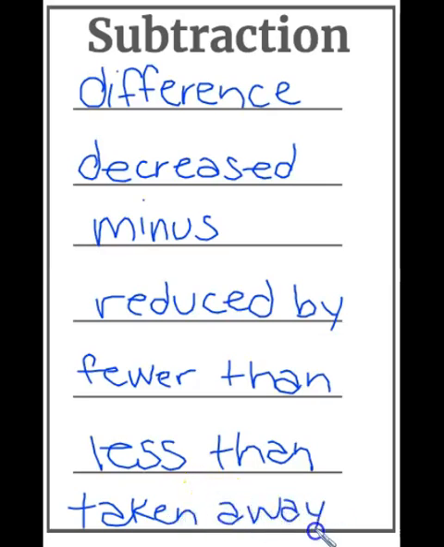So 5 taken away from 12 would be 7. Okay, now on to division. Remember a minute ago I told you that multiplication is a fast way of adding? Well, guess what? Division is a fast way of subtracting. We'll go into that more later.